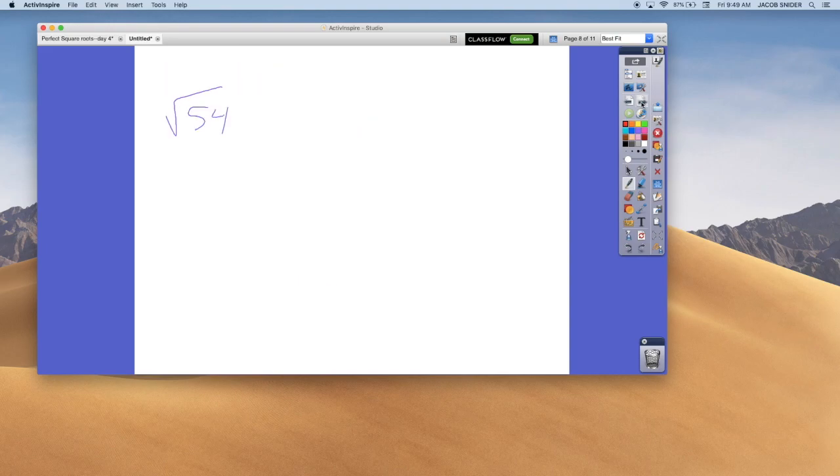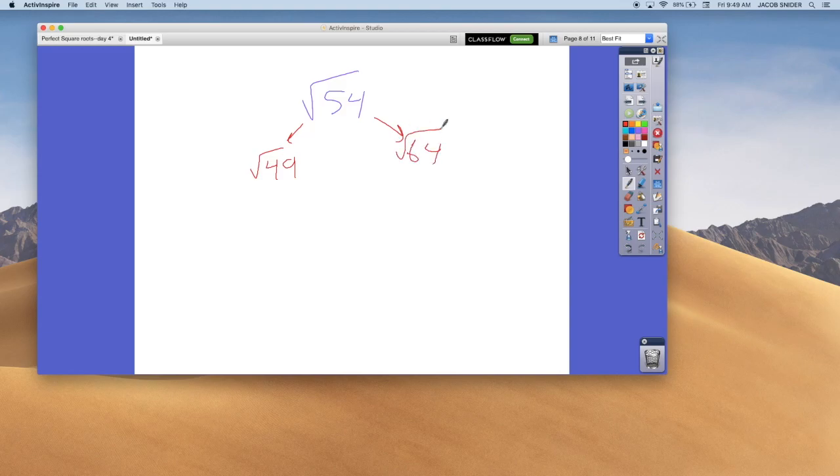All right, I got the square root of 54. Let's drag that over there in the middle. Okay, square root of 54. What perfect square is below it? Look on your chart and see. Where would 54 fall in? 54 would fall in between the square root of 49 and the square root of 64.